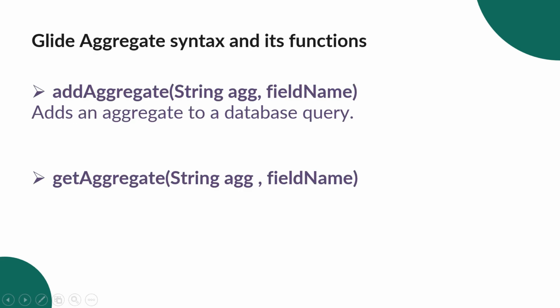Here is the syntax for the GlideAggregate. First, you need to create a variable for this GlideAggregate API. Thereafter, you can use addAggregate. The first parameter will be the aggregation like count, min, max, and the second parameter will be the field name on which you are doing this aggregation. Similarly, to do this addAggregate, we need to do getAggregate as well.